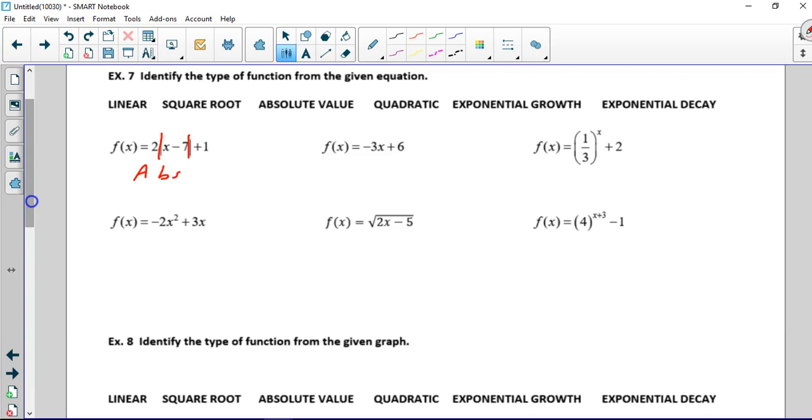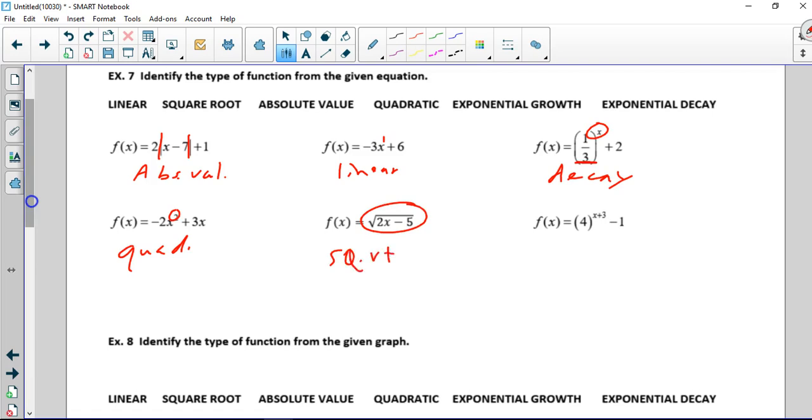First, absolute value. X to the 1, linear. Exponent right there. Now since this here is a fraction, that is decay. This little 2 means quadratic. Obviously the square root symbol. And here, an exponent, a whole number larger than 1, which means this is exponential growth.